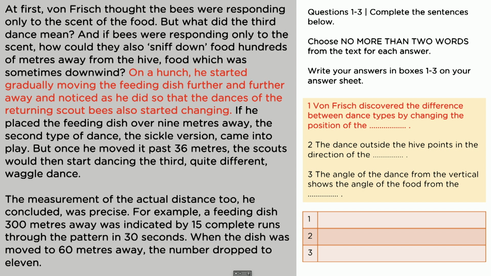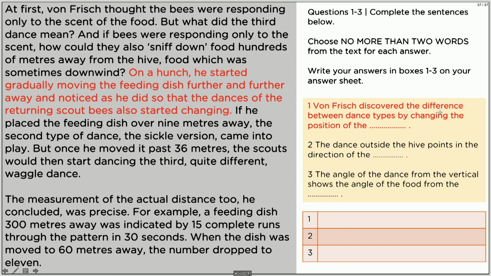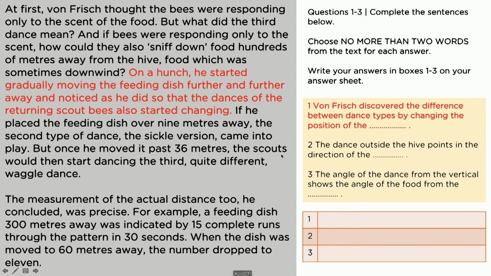So, difference between dance types. In the text it says, on a hunch, he started gradually moving the feeding dish further and further away and noticed as he did so that the dances of the returning scout bees also started changing. Von Frisch discovered the difference between dance types by changing the position of the what? Well, what are the key words here? Actually, a key word here is position, because here we have moving, changing the position or gradually moving, and we have our key word there, which is feeding dish for number 1. Very good. If you got feeding dish, you are officially an IELTS legend.